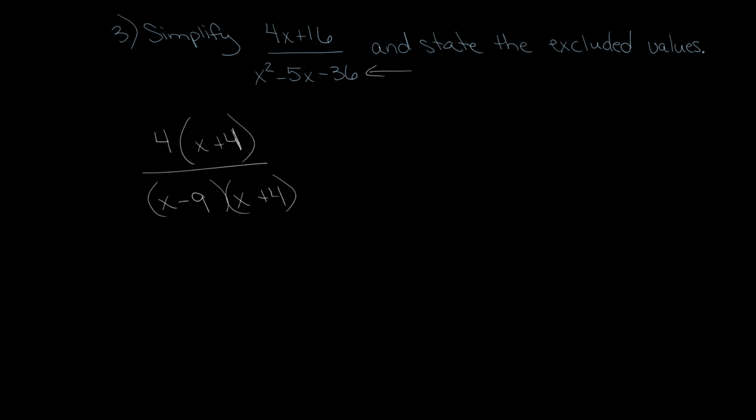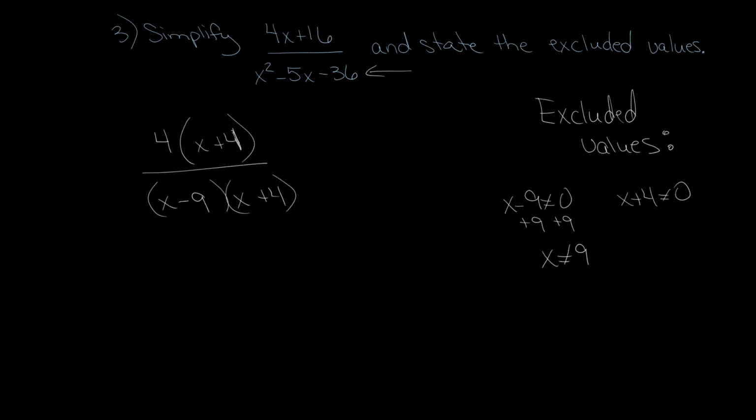Okay, so before I simplify at all, I'm going to state my excluded values. You want to do this before you simplify. So right here in the denominator, I have x minus 9 and x plus 4. I'm going to set both of those not equal to 0 and solve. So I get that x cannot equal 9 and x cannot equal -4. So those are my excluded values.